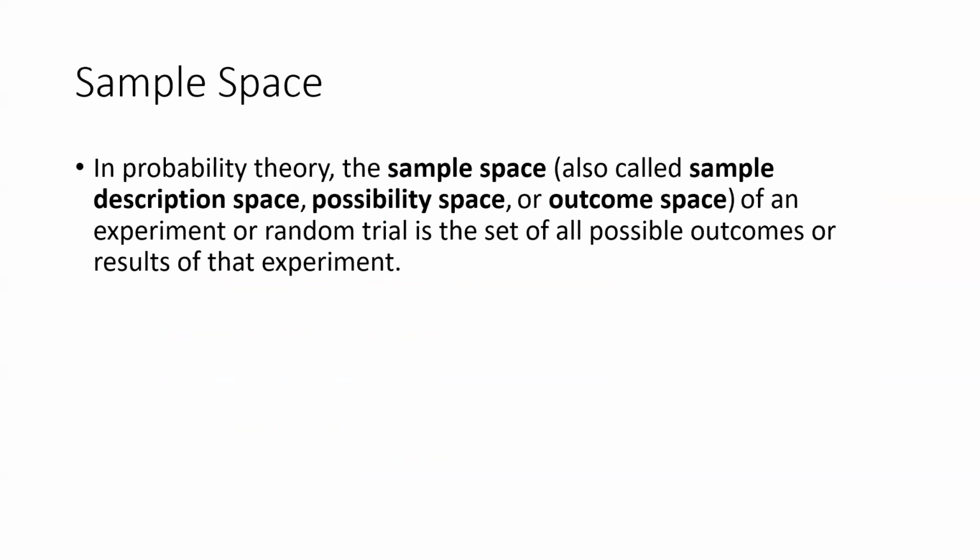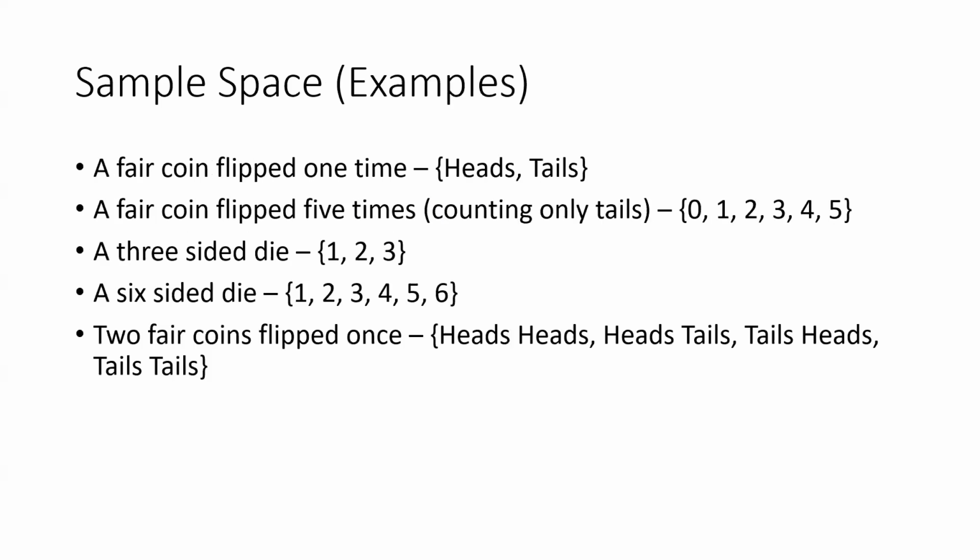Now, speaking more on probabilistic events and outcomes, let's discuss sample space. So sample space in probability theory is also known as sample description space, possibility space, outcome space, which you'll typically hear referred to as sample space. The sample space of an experiment or random trial is the set of all possible outcomes of a result of an experiment. So there's some confusion as it relates to this particular topic, but I hope to make that clear.